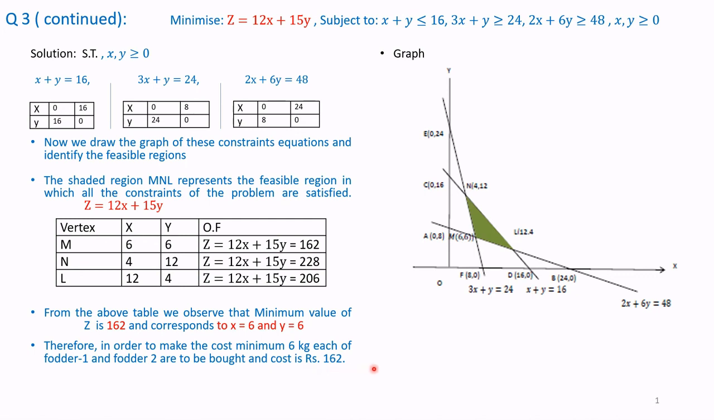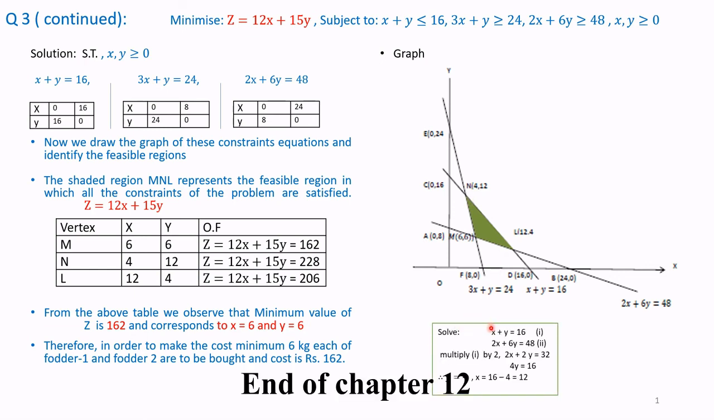We can also find the x and y coordinates of points M, N and L using simultaneous linear equations. One example is shown here. Let us solve x plus y is equal to 16, and the second equation is 2x plus 6y is equal to 48. If we solve it, we get the value of y as 4 and x as 12. So these values are substituted for L as x is 12 and y is 4.